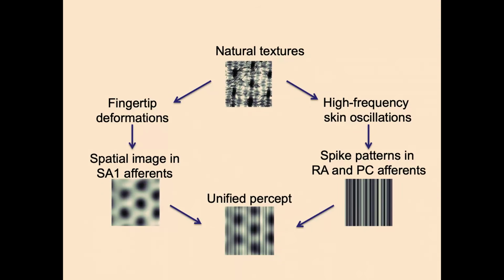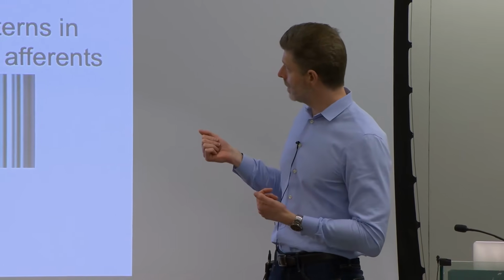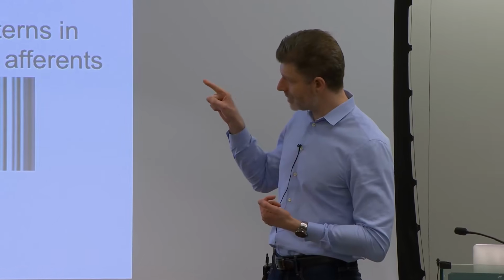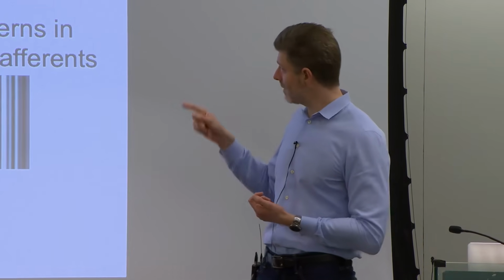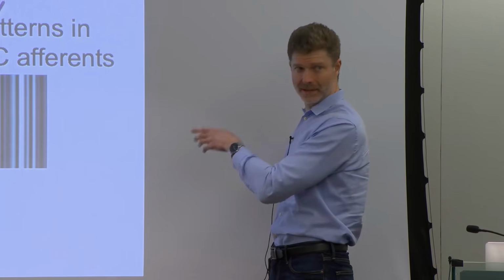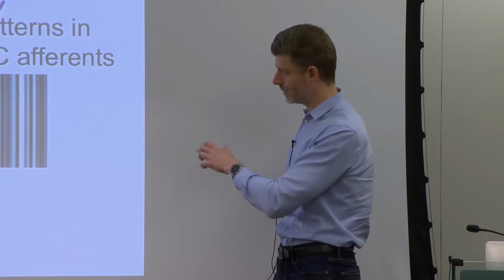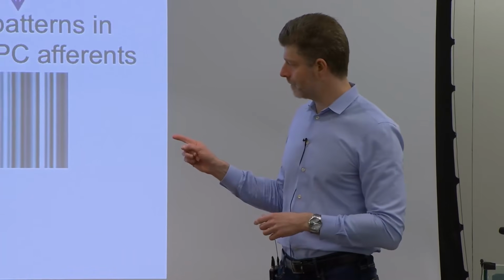And so the general idea here is that there are these two components by which we sense texture, and probably other kinds of patterns more generally. There are fingertip deformations that cause a spatial image in the receptors that have very small receptive fields. And then there are high-frequency skin oscillations that cause spike patterns in the rapidly adapting receptors, the ones that are very sensitive to rapid changes in stimulation. And those get combined in some unspecified way to yield the percept.